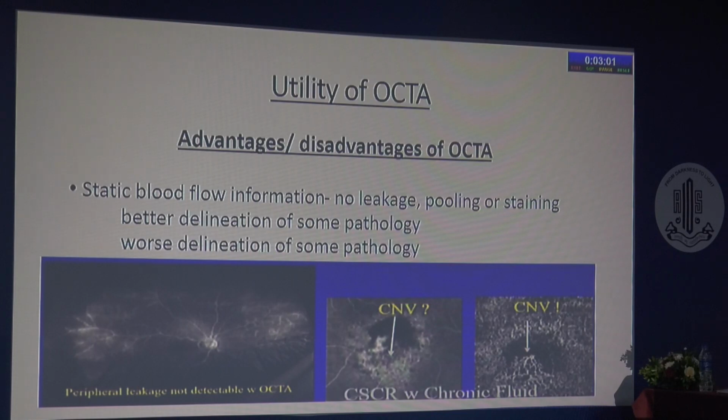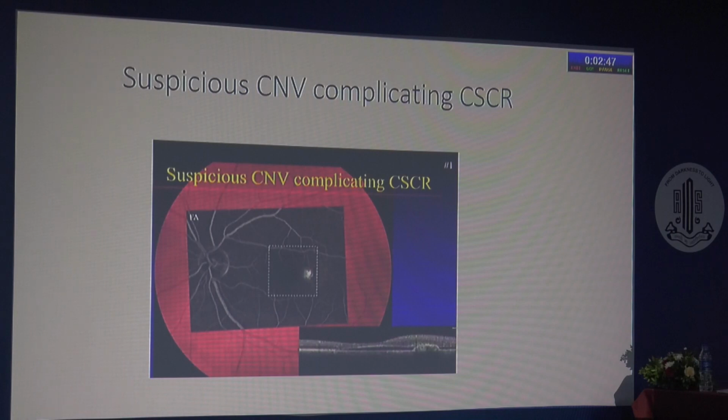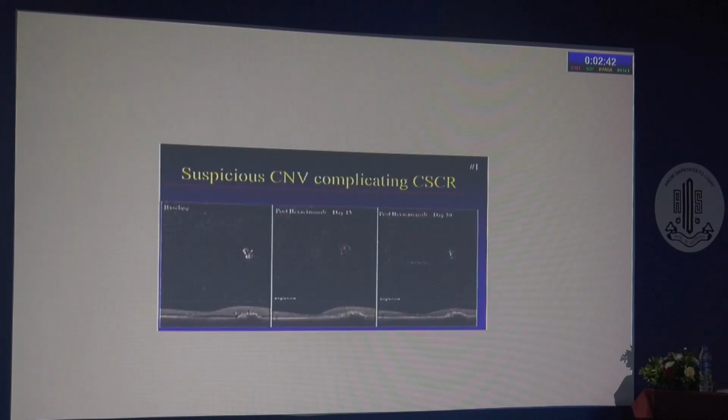So what is the disadvantage? There's no leakage, no pooling. But sometimes if there's no pooling, you can pick up the CNVM. Sometimes the early and the late leakage blurs the CNVM on angiography. So you need to have an OCT angio when in doubt. So a suspicious CNVM complicating CSR, it helps you pick up.